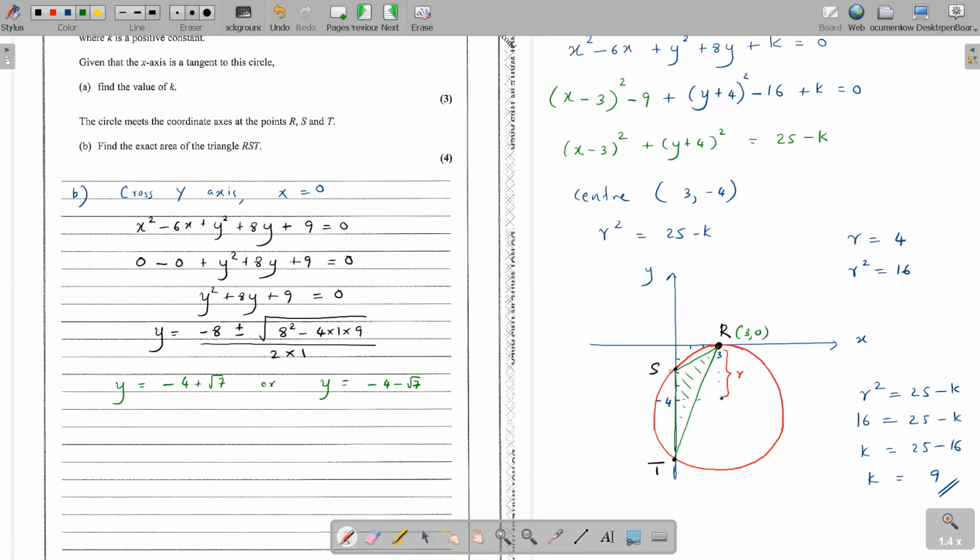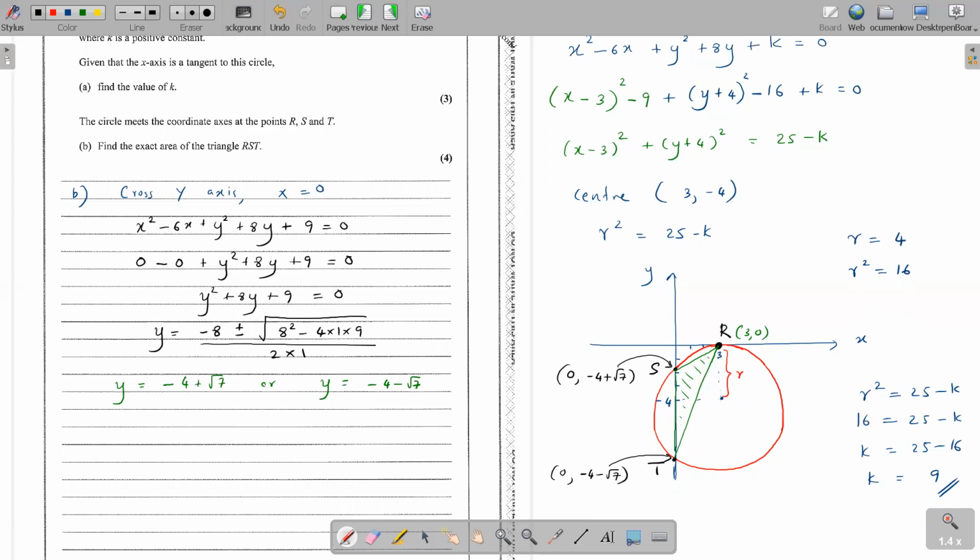So the coordinate of point S is (0, minus 4 plus root 7), and the coordinate of point T is (0, minus 4 minus root 7). Okay, so we get these two.